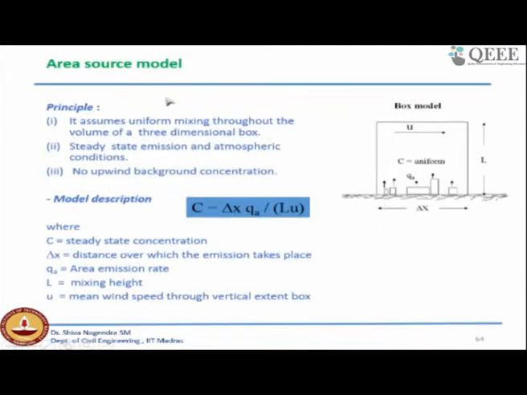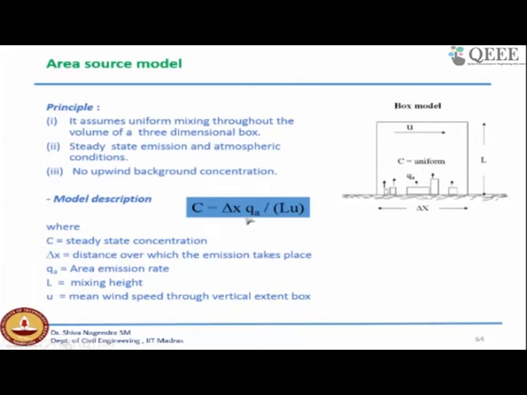The next type of model you will come across is an area source model. Basically this is a very simple model, and if you want to quantify the emissions contributed by the various activities, you can get some information on the concentration in a given urban area. Some of the assumptions made: the whole area has uniform mixing, a steady state concentration, and no upwind background concentration. So whatever concentrations you are estimating happen only because of the activities within this controlled environment.